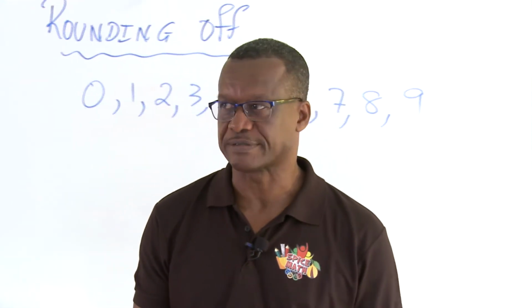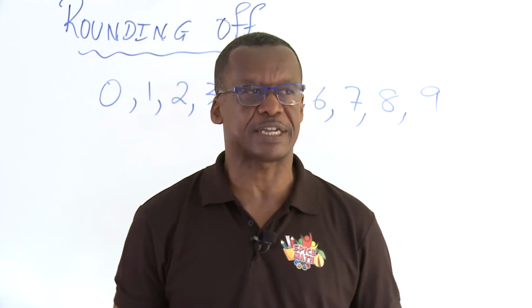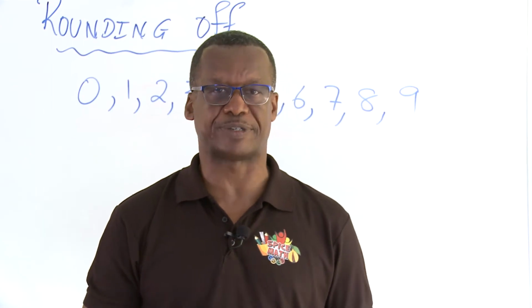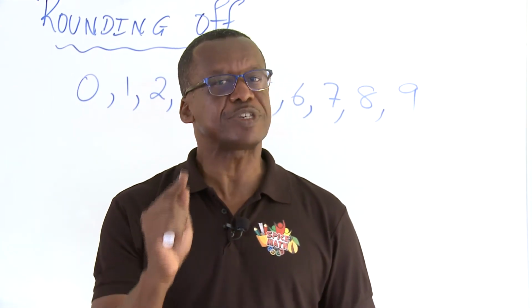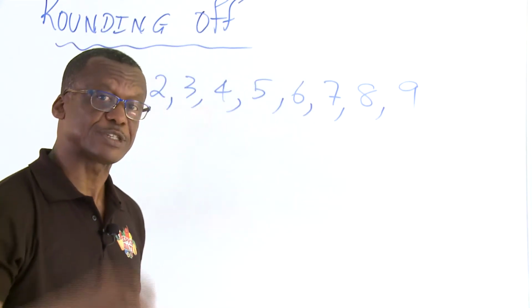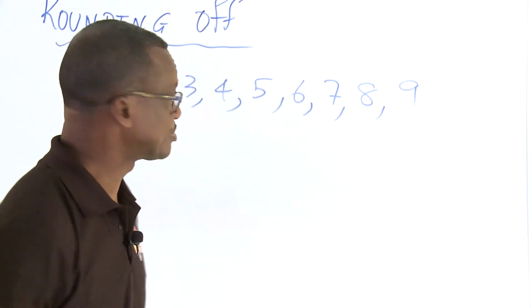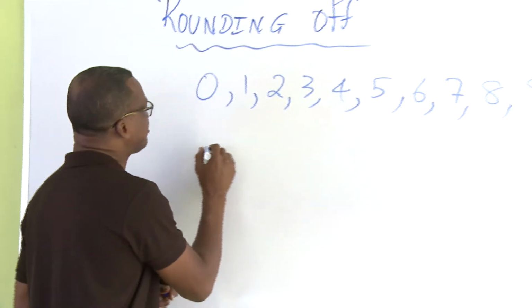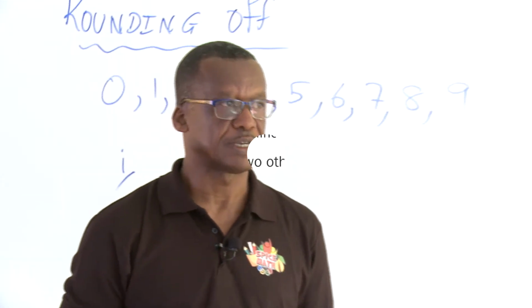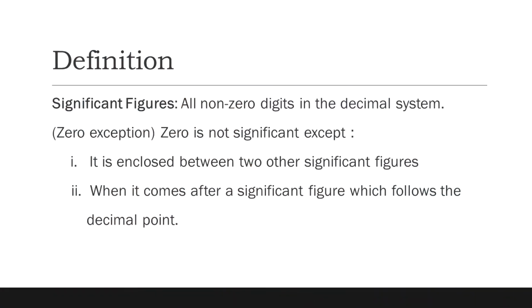From a previous lesson, you would have learned from Mr. Dotting that 0 is a whole number and is a member of the set of whole numbers. 0 is not normally significant, except there are 2 exceptions to the rule. 0 can only be significant, 1, if it is enclosed between 2 other natural significant digits or significant figures.